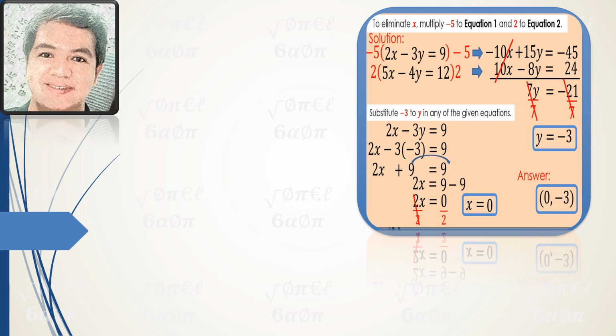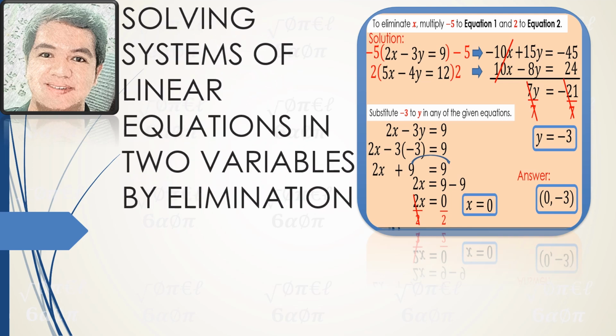So kung ready na, today we will be studying solving systems of linear equations in two variables by elimination. Ito na po yung last method na pag-aaralan natin sa solving systems of linear equations in two variables. So, ito rin yung pinaka-convenient na method sa kanilang tatlo, compared sa graphical method or substitution method.